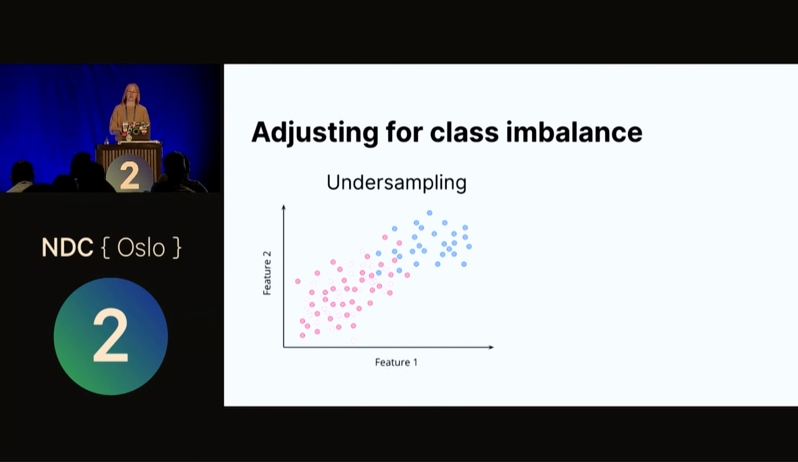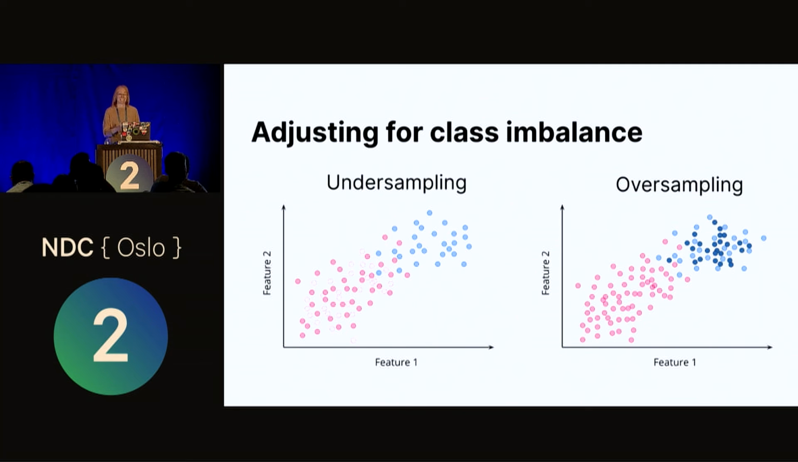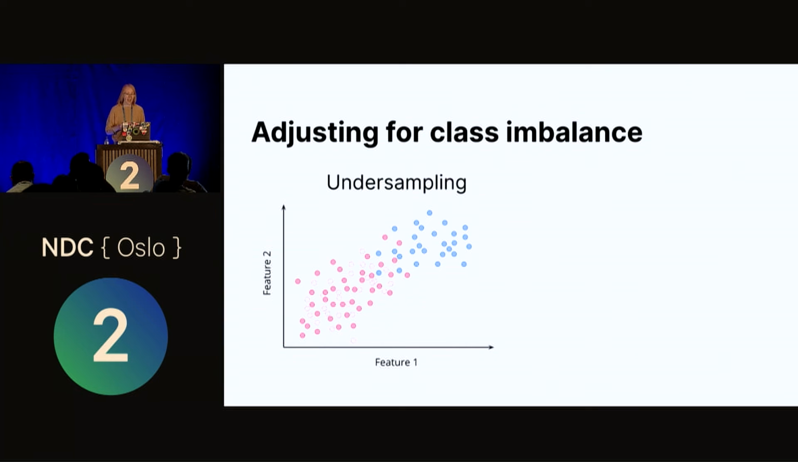So what can we do about it? There are two broad approaches. The first is called undersampling. This is where you attempt to reduce the size of your larger target class by randomly removing rows. So it's a pretty naive approach. It doesn't work very well if the imbalance is too aggressive or your data are too small.